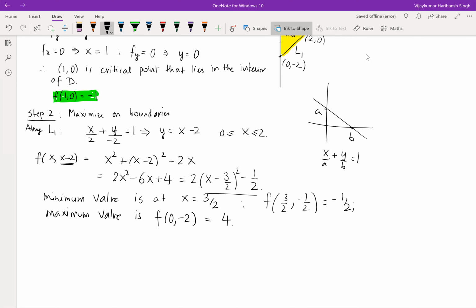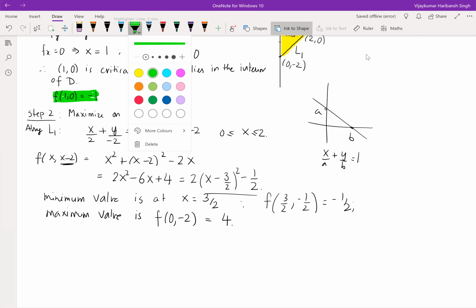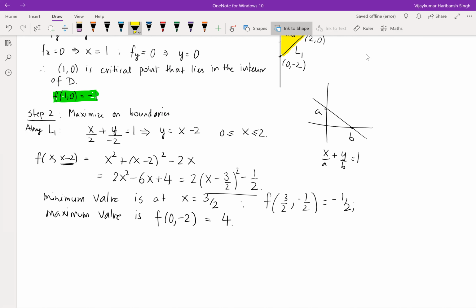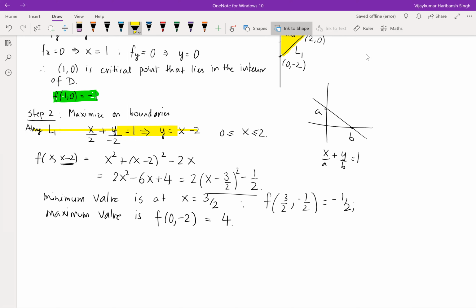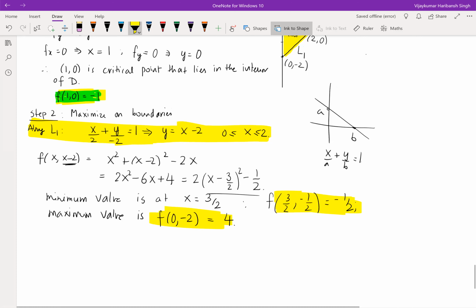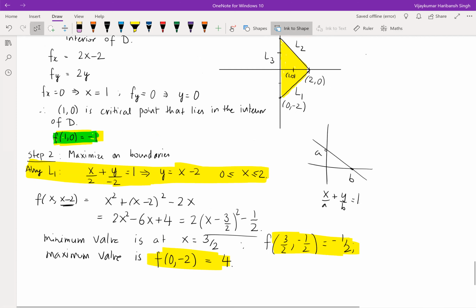Now along L2, so let me just color these things. This was along L1. Along L1, the values to consider are this one as the maximum value and this one as the minimum value, from the critical point we got that value here. Now we need to consider along L2 and L3.